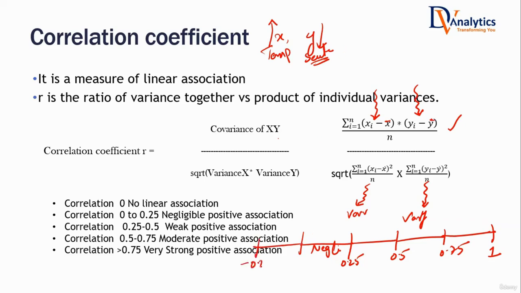Correlation 0 to minus 0.25, negligible negative; minus 0.25 to minus 0.5, weak negative; minus 0.5 to minus 0.75, moderate negative; minus 0.75 to minus 1, strong negative correlation. So the correlation value varies between minus 1 to plus 1. If the correlation is near to minus 1, then strong negative association. Correlation near to plus 1, strong positive association. Correlation near to 0, no association.